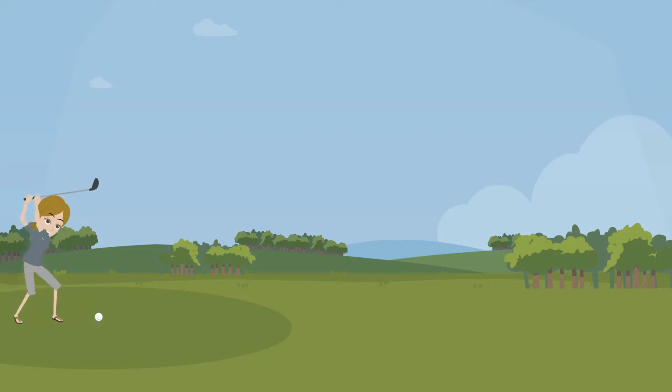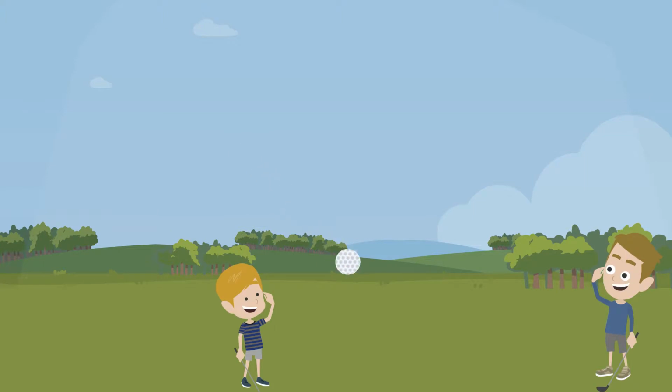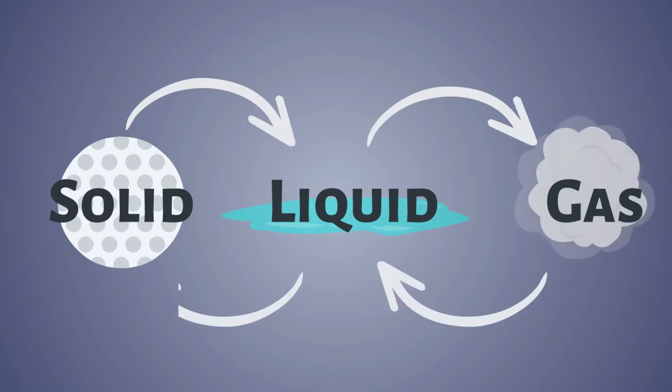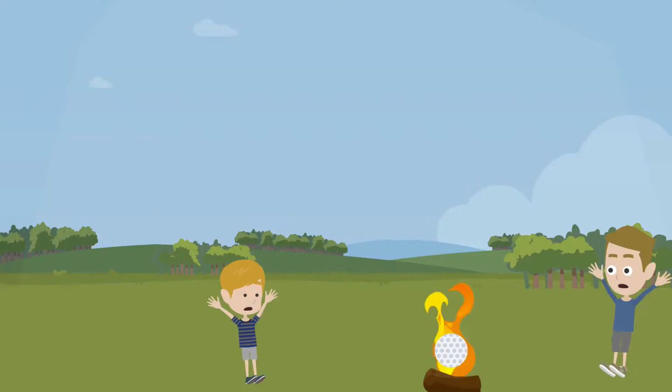Wait, what about a golf ball? That's just a solid, right? Well, at temperatures we're used to, it's a solid. Every type of thing has a different temperature where it will change its state of matter. So, if you heat up a golf ball hot enough, it would melt into a liquid, and then it could even become a gas. But that would be so hot. Don't try that at home.